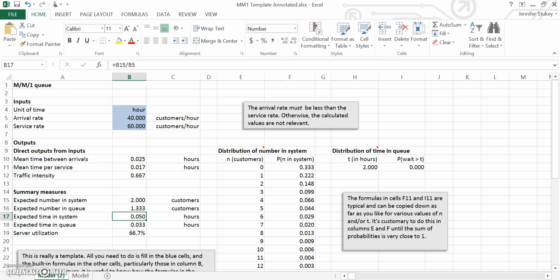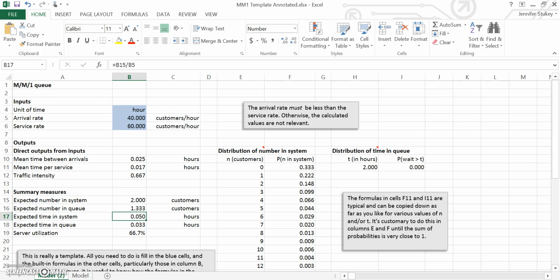So the things to remember when you are using this M/M/1 template is to make sure that your arrival rate and your service rate are calculated using the same unit of time. Do not use minutes for one and hours for the other. It will not work.